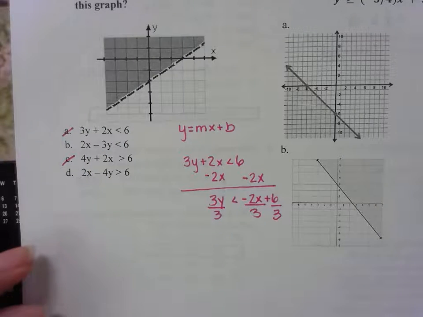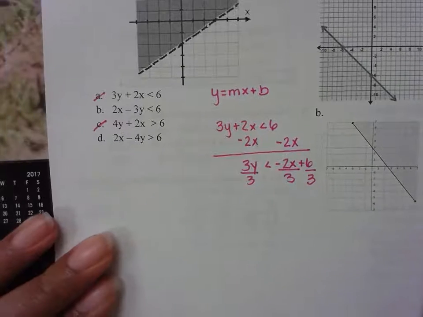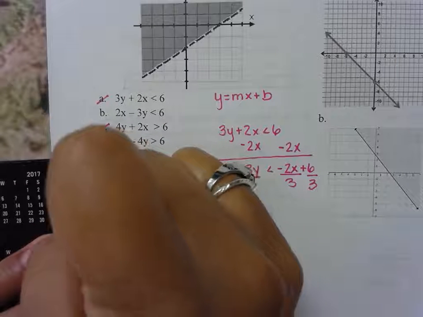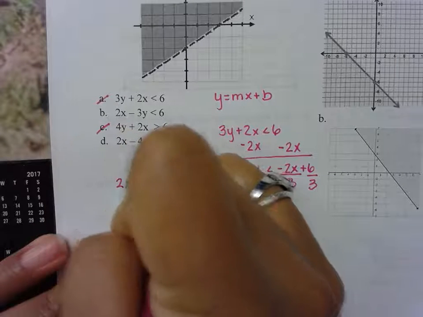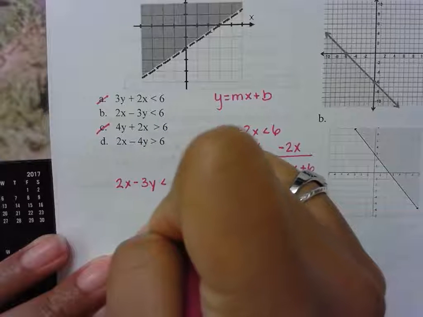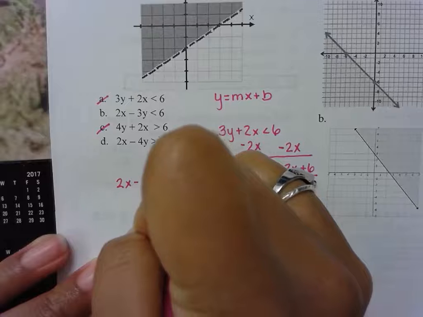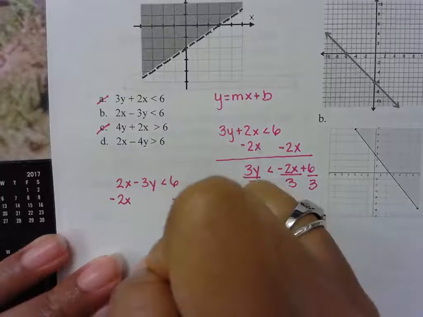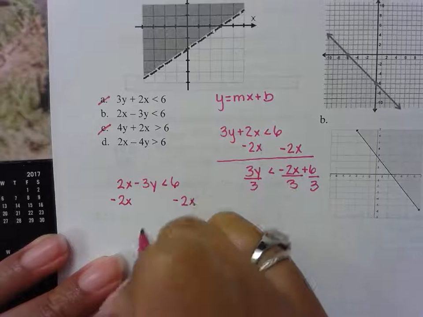So now I'm going to try option B, which is 2x minus 3y is less than 6. I'm going to subtract 2x from both sides, so I have negative 3y.